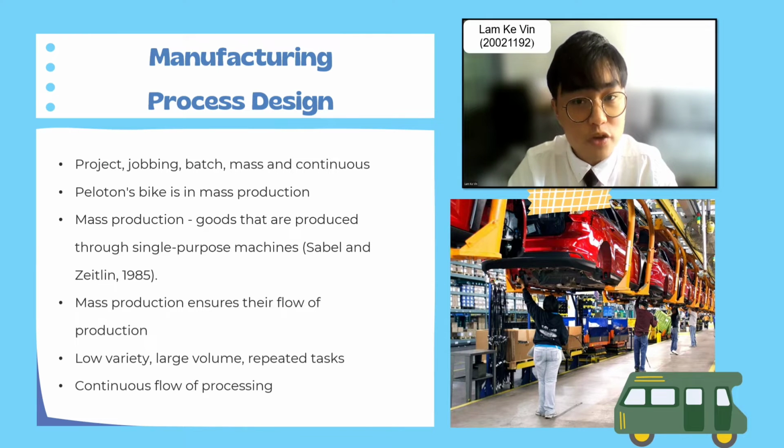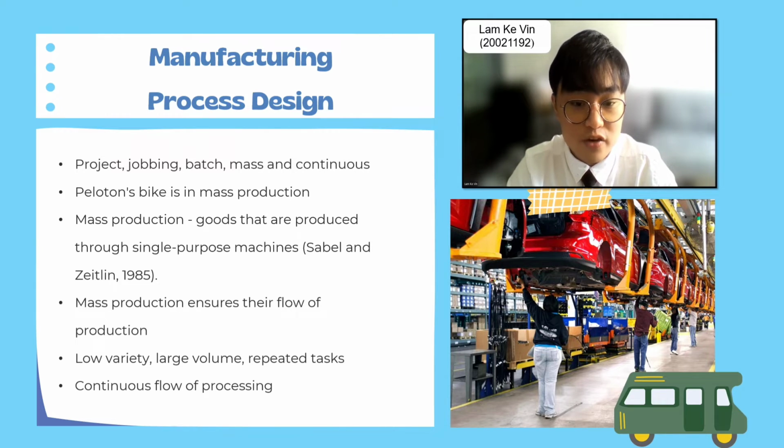Now, the manufacturing process design is broken down into five categories, which are project, jobbing, batch, mass, and continuous. After our research, we found that Peloton's bike is produced in mass production. Mass production basically means that goods are produced in a large volume through single-purpose machines. The characteristics of mass production are low variety, large volume, and repeated tasks. It also means that they have a continuous flow of processing.